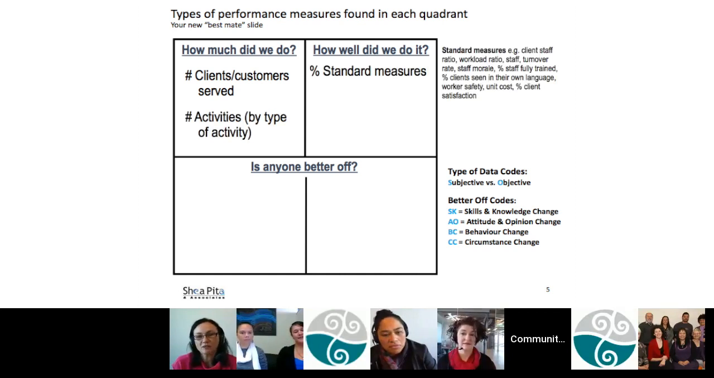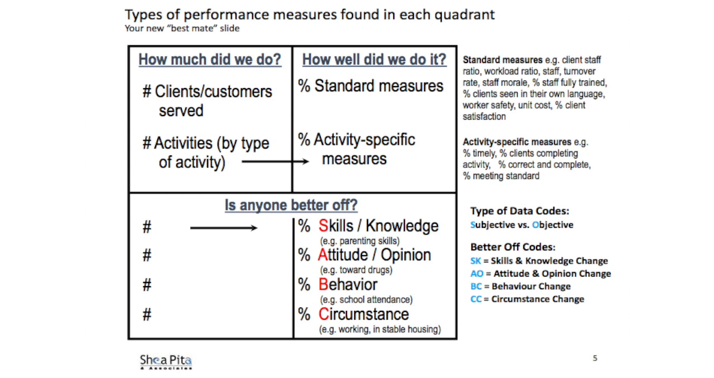Now, the next slide, everyone, is just a reminder about the 3 types of performance measures. How much, how well is anyone better off? And just remember, is anyone better off equals client outcomes. And you can see there are 4 types of outcomes: skills and knowledge, attitude, opinion, behaviour, and circumstance. Now, on the right-hand side of that slide, you can see under the heading type of data codes, subjective versus objective. So remember, everyone, subjective data is about honouring the voice of your client or the opinion of your client, whereas objective data is, I don't have to rely on the voice of my client, I can get that data. It did or did not happen. I'm going to touch on that today because it's very important that we talk about the 2 data sources and what they look like in practice.